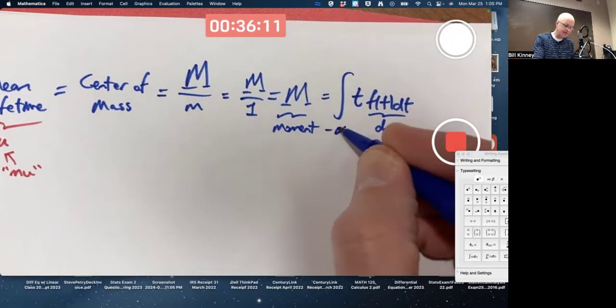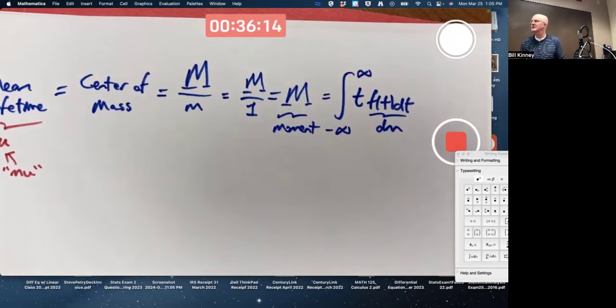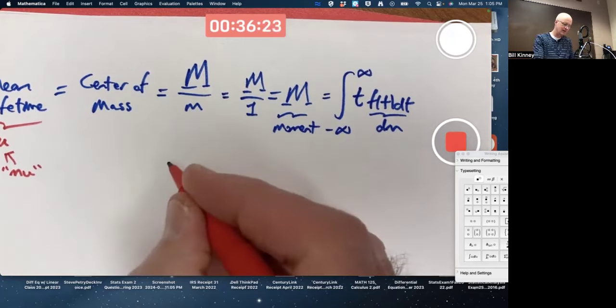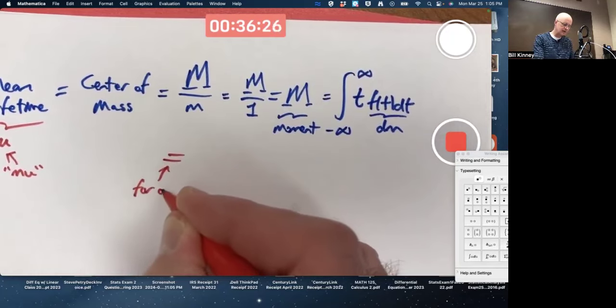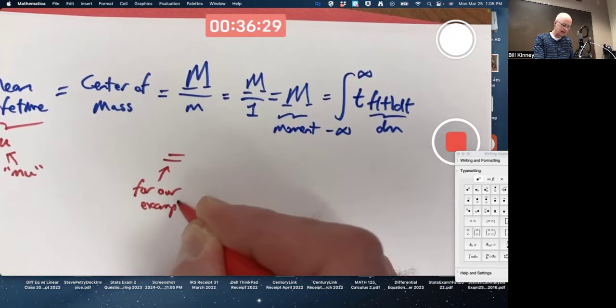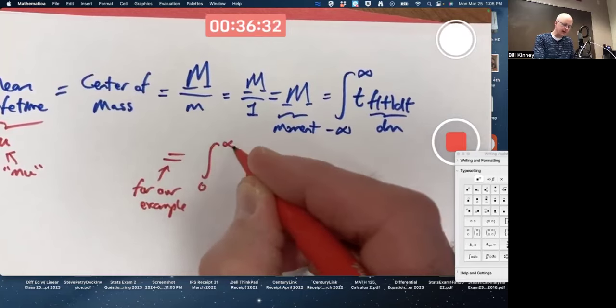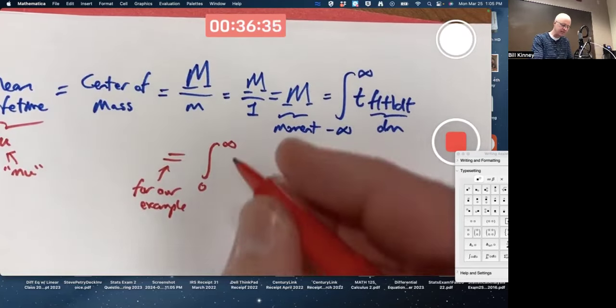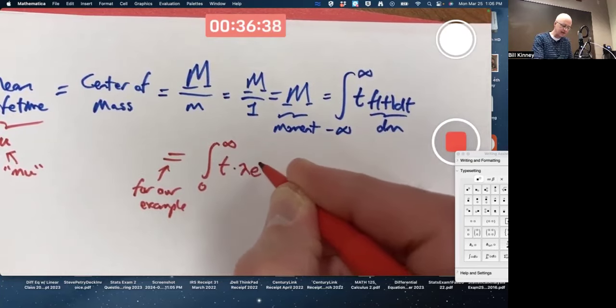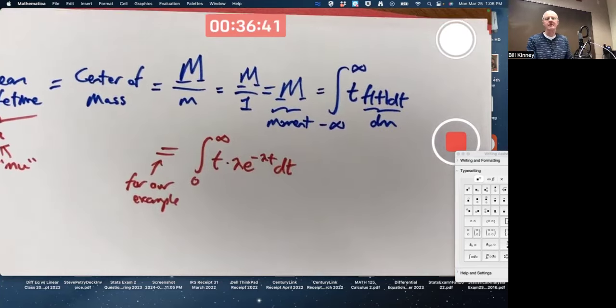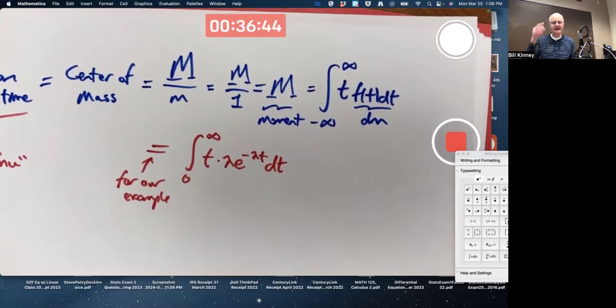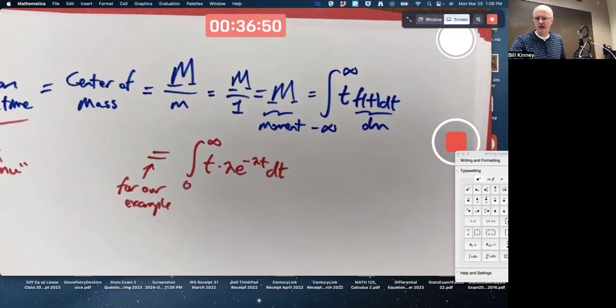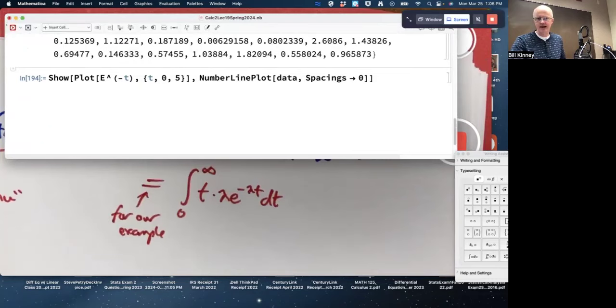In general, you have to go from minus infinity to infinity. So in general, it's an improper integral, and it's got to converge if this is going to make sense. For our example, once again, this simplifies. We can integrate from 0 to infinity instead of minus infinity to infinity: t times lambda e to the negative lambda t dt. This could be done by hand using integration by parts. In fact, I think we did do this exact example back before spring break. Let's see what we get with Mathematica.